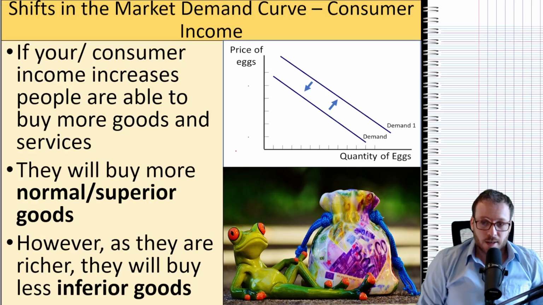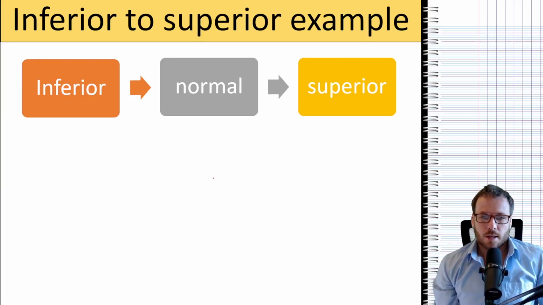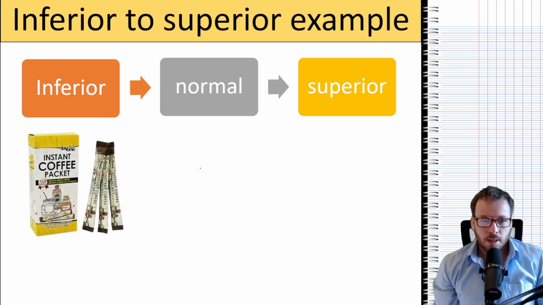And it's explained here with this absolutely handsome frog. It's important to understand the distinction between these goods: inferior, normal, and superior. They come up all the time in economics. So for me, like I said before, I feel like instant packet coffee is inferior. Low quality, full of sugary junk, doesn't taste that good. Absolutely not for me. Not today, not tomorrow, not next week.